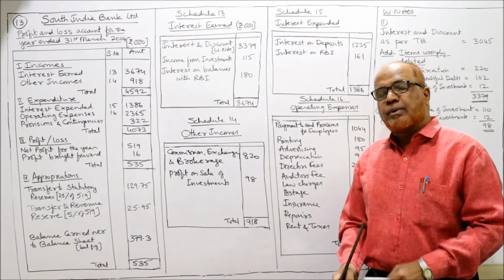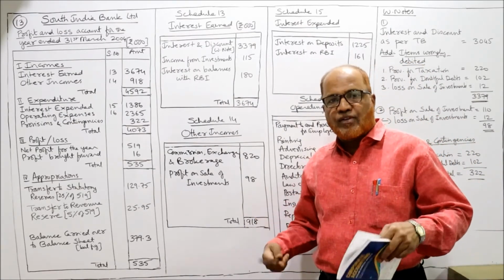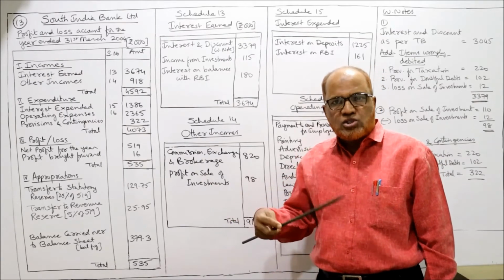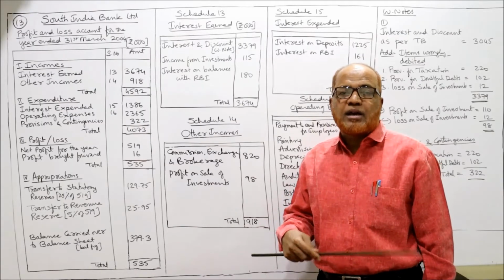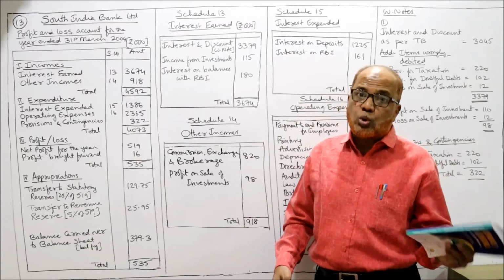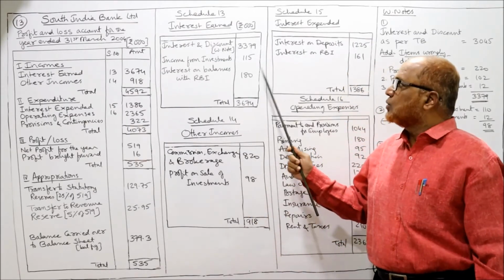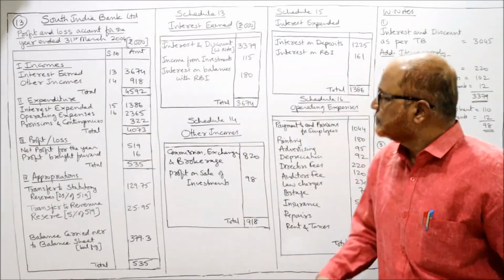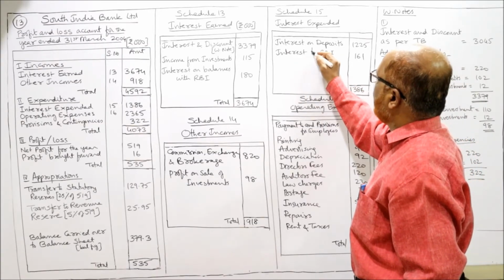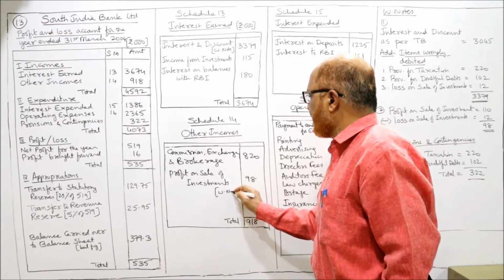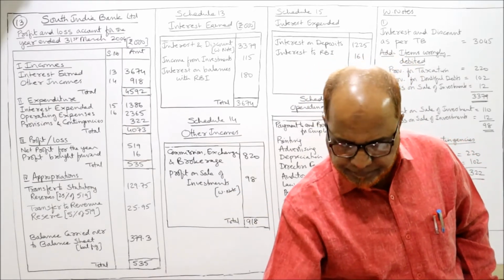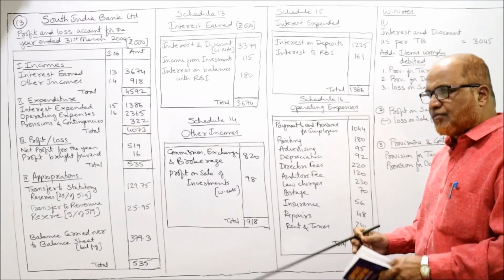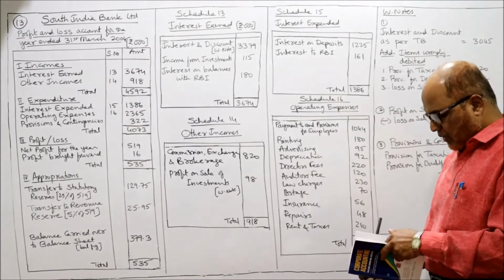Then interest to RBI. There are two types of interest, interest from RBI and also interest to RBI. If a deposit is made with the RBI, interest will be received. If borrowings are taken from RBI, interest will be paid. So interest to RBI, that means it's an expenditure. Not on RBI, it is to RBI. Now see the next one: payments to and provision for employees. It is an operating expense.